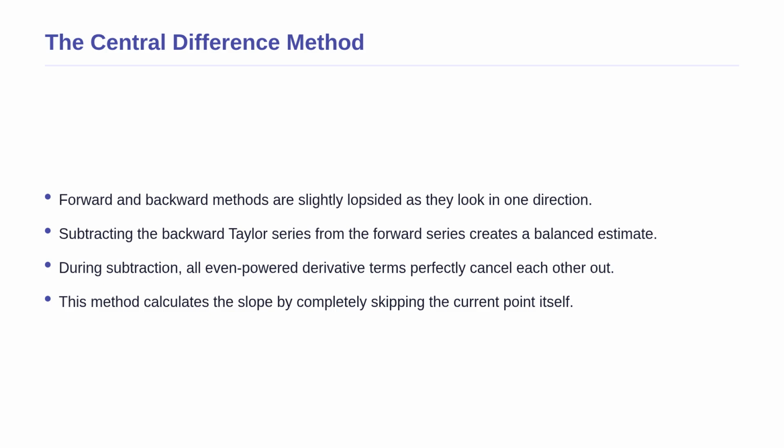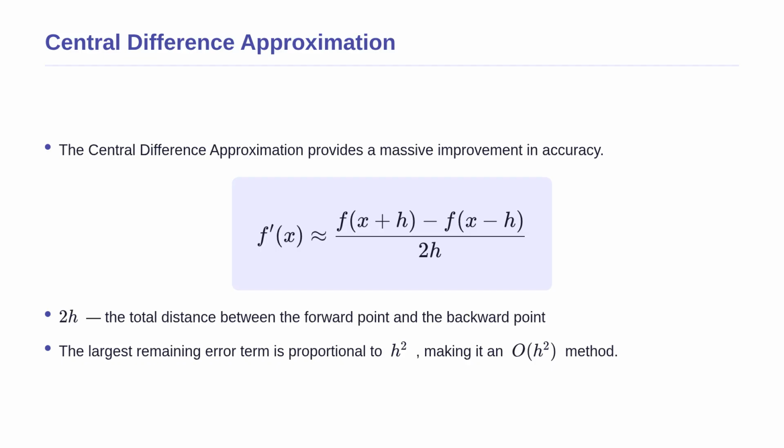This method calculates the slope by drawing a line between the point one step ahead and the point one step behind, completely skipping the current point itself. This balanced approach gives us a powerful new equation. In this central difference formula, we subtract the backward point from the forward point. The denominator is 2h because the total distance between the forward point and the backward point is 2 full step sizes.